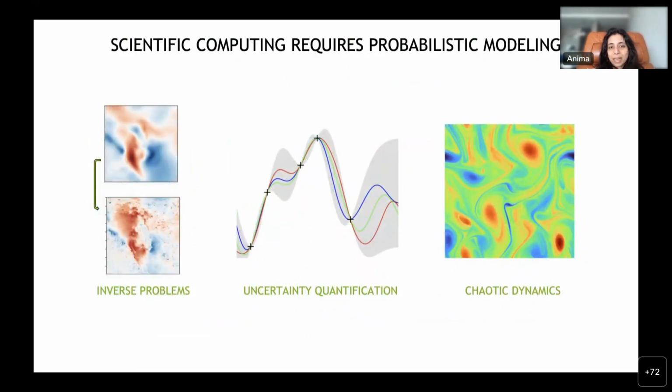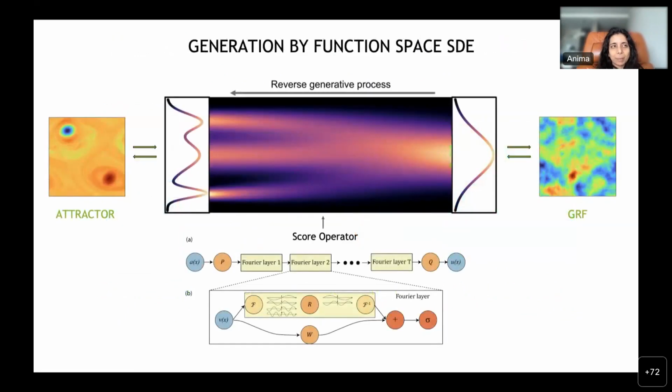And indeed, for scientific computing, that's very important, right? For inverse problems, if you want the posterior of your inverse problem, that's naturally a probability distribution. Uncertainty quantification, learning chaotic dynamics, where you want to ask what the different attractors are and what their distribution is. All of these are problems that require a probability distribution. And of course, stochastic differential equations or other stochastic processes also involve learning probability on function spaces.